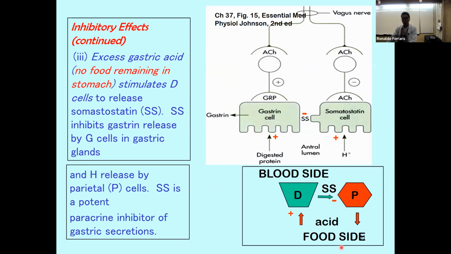Also, the increased acidity would stimulate the D cells, depicted here as trapezoids, releasing somatostatin and inhibiting parietal cells, shown by this hexagon, from releasing more acid.